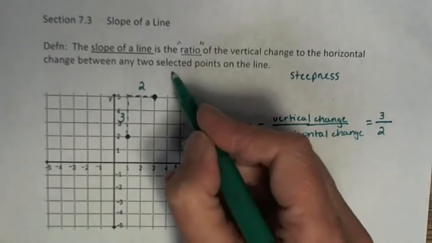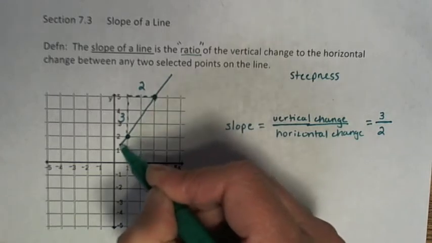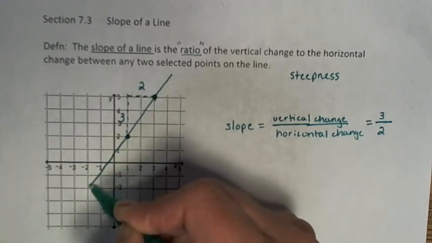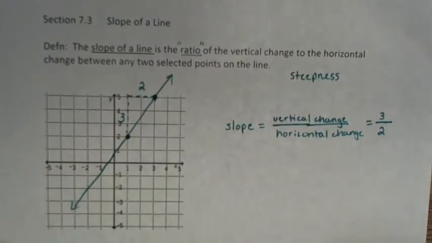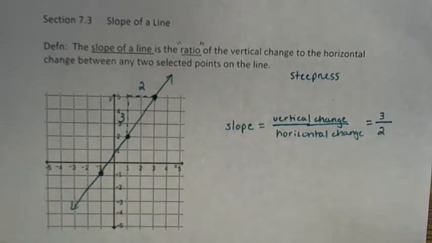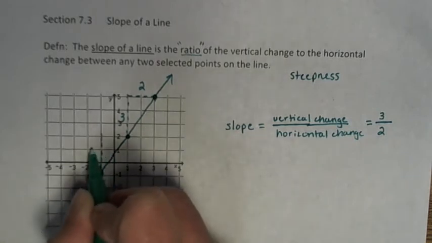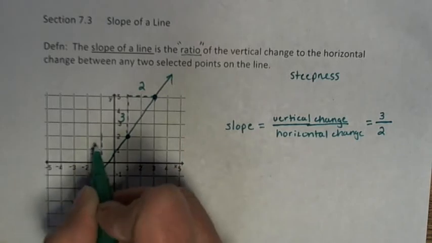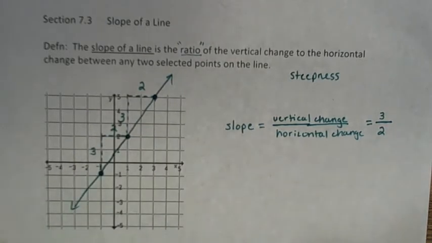Now this will work for any 2 points on the line. So if I were to sketch in my line here, and I'll try to draw it as straight as possible, I could pick any other point. So notice if I were to also pick this point, which appears to be on the line, the change there also is 3 units in the vertical and 2 units in the horizontal.